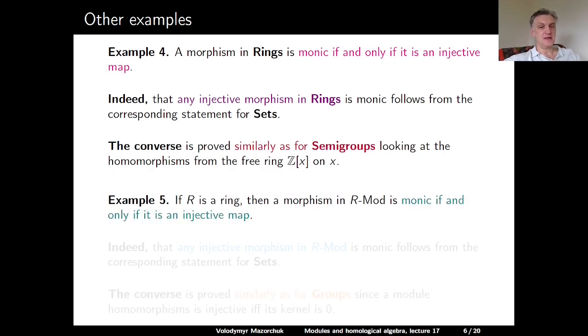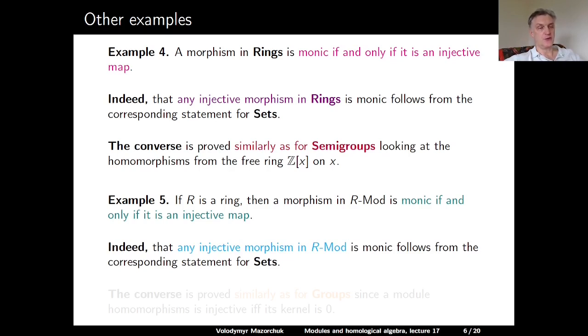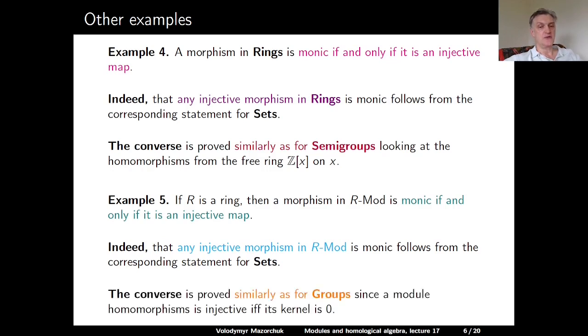Example 5. If R is a ring, then any morphism in the category of all left R modules is monic if and only if it is an injective map. Indeed, that any injective morphism in this category is monic follows from the corresponding statement for the category of sets, and the converse is proved similarly to groups, because if we have a module homomorphism which is not injective, then the kernel of this homomorphism is not 0. This describes several examples of classification of monic morphisms in various categories.